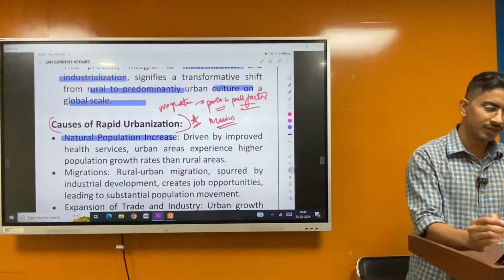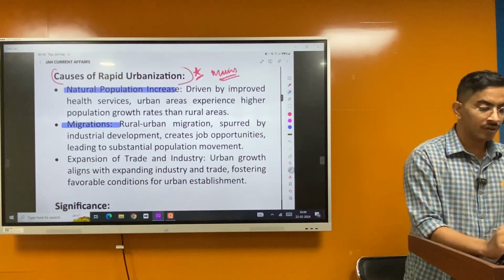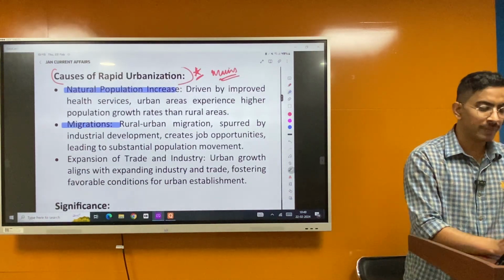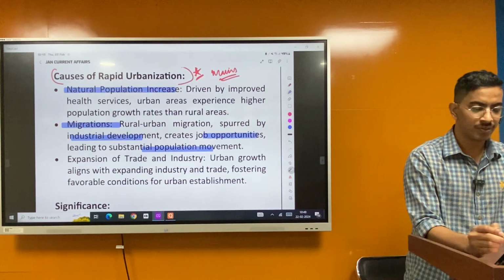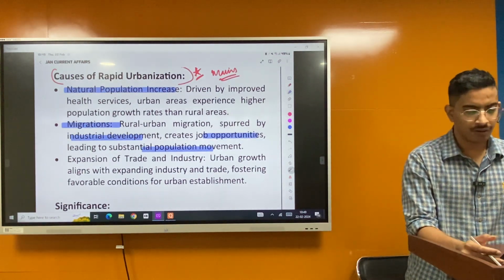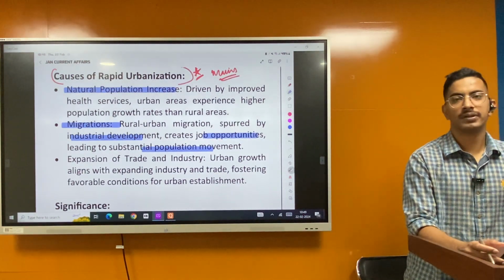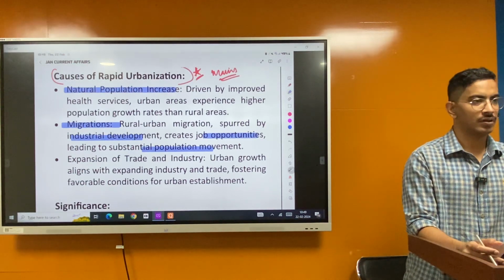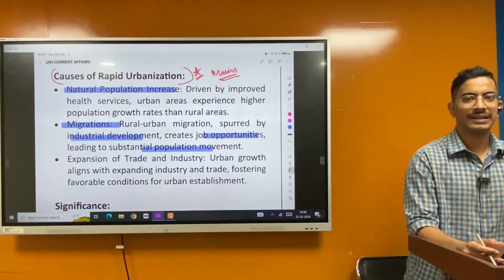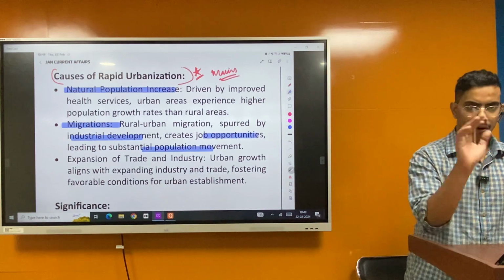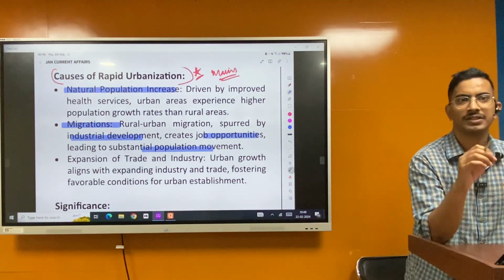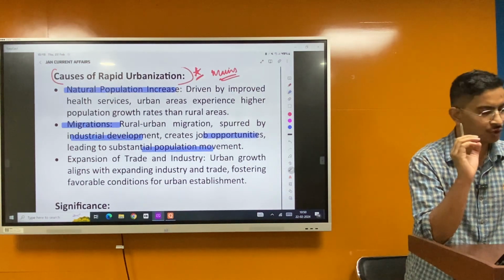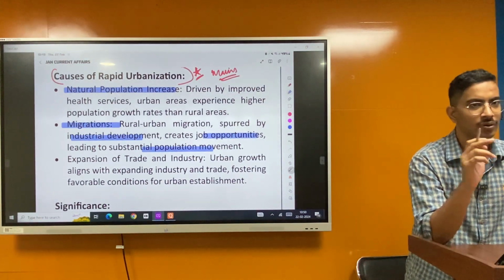So next one is migration itself. Rural-urban migration spurred by industrial development and job opportunities, leading to substantial population movement. So do read about these push and pull factors. It can be asked in prelims. They'll give you some examples and ask which among them are pull factors and which are push factors. It is given in your economic geography NCERTs itself. Read about this.